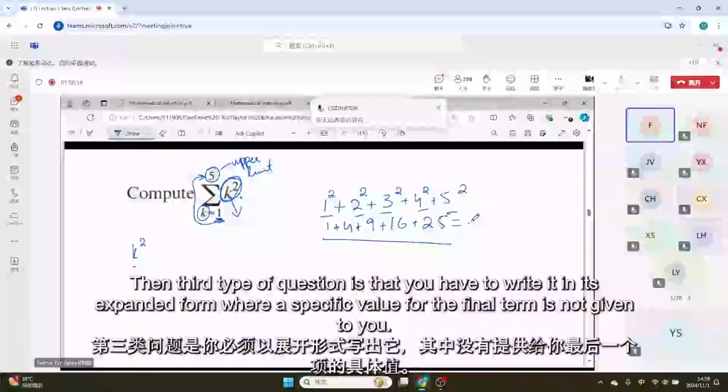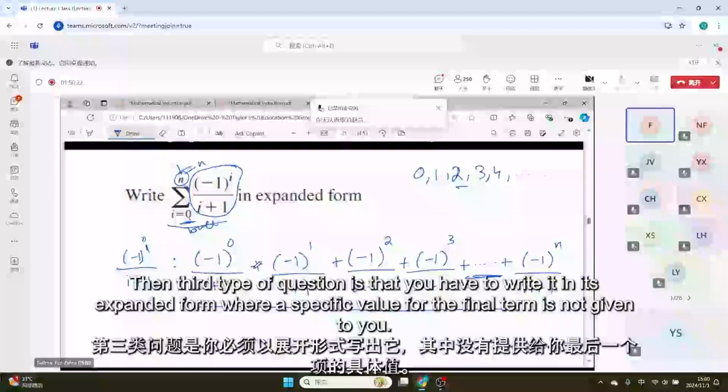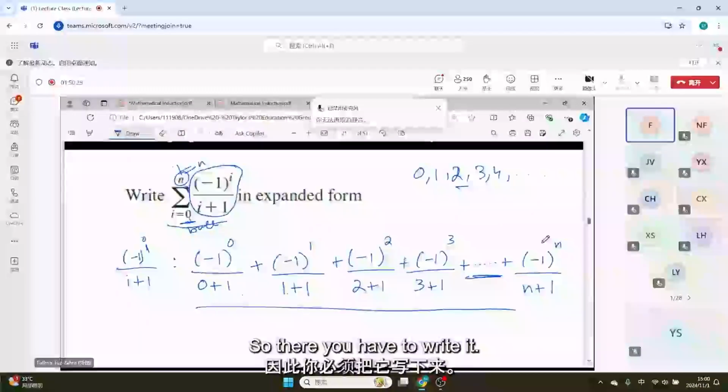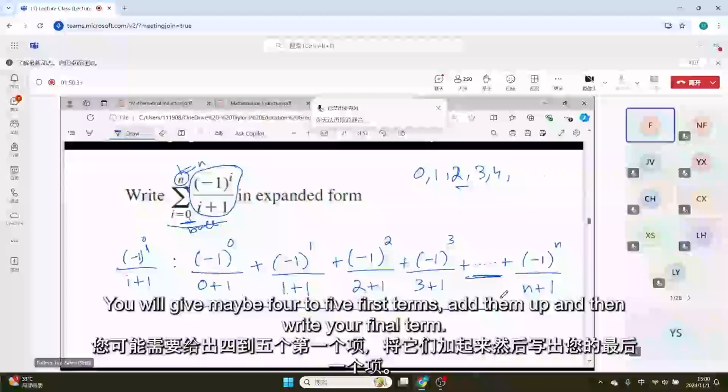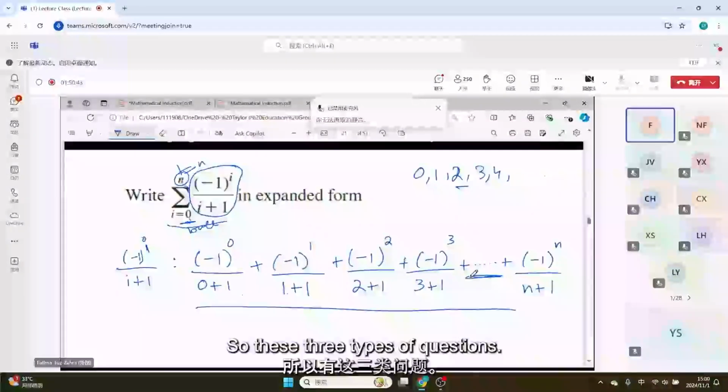Then the third type of question is that the formula is given to you, and you have to write it in its expanded form, where a specific value for the final term is not given to you. So there you will give maybe the first 4 to 5 terms, add them up, and then write your final term. In between, you will have these ellipses. So these are the 3 types of questions.